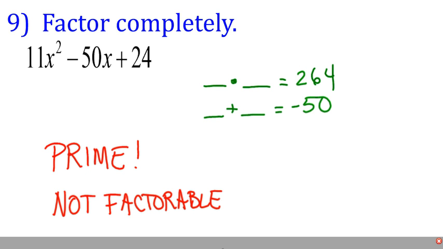At this point, you're going to work on your homework assignment for today, and we'll check your progress with your factoring tomorrow.